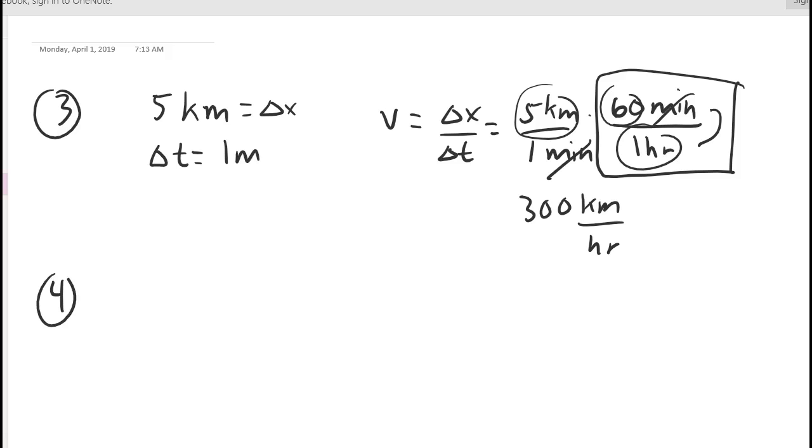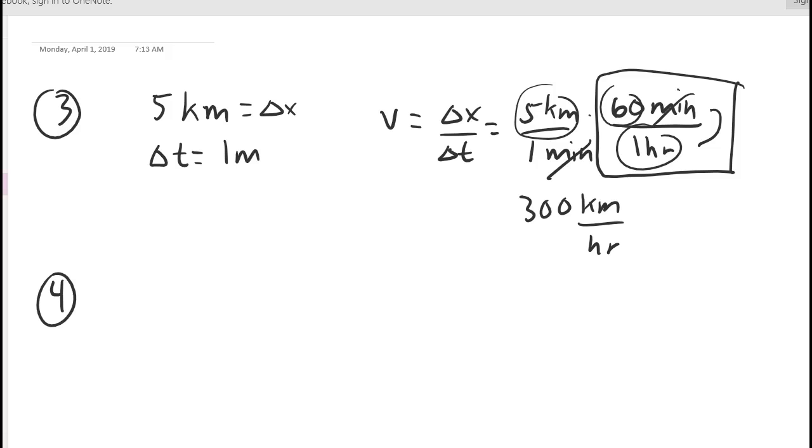Problem 4. If a car travels 100 kilometers in 1 hour and another 200 kilometers in 1.5 hours, what is its average speed for the entire trip? Now this one I'm actually not going to have you guys do because it's having you average out the speeds, and I'm not too worried about you doing this one. So let me go ahead and do it, and see if you guys can understand this a little bit.